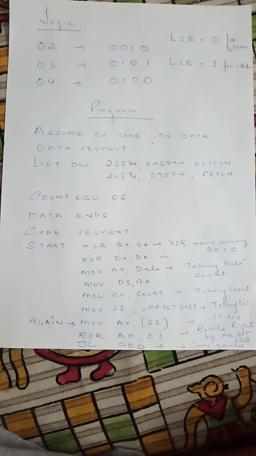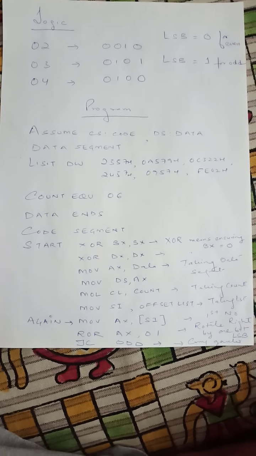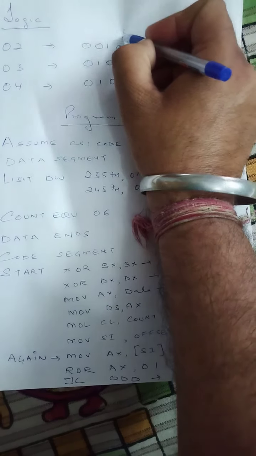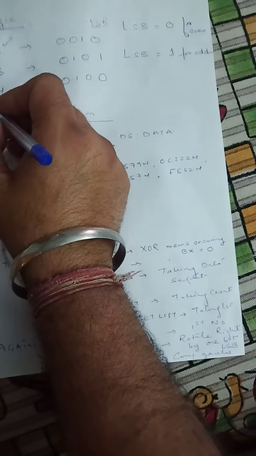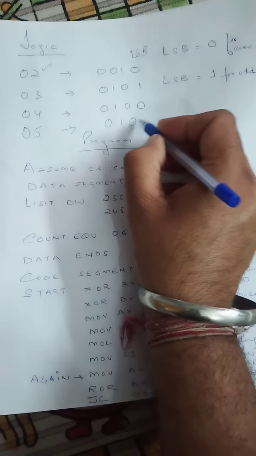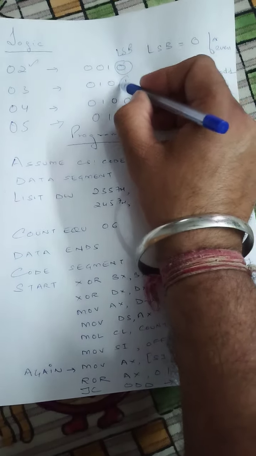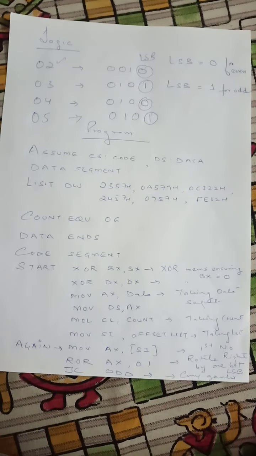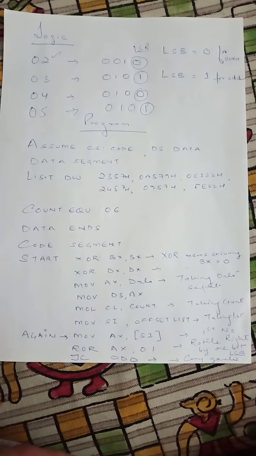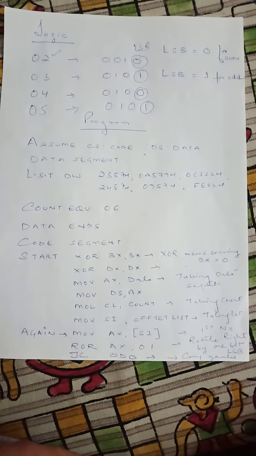So let us take the logic. Suppose I am taking an even number, say 02, it is 0010. Clearly it is seen that the LSB is 0 for 2, and for 3 the LSB is 1. For 4 the LSB is 0, and for 5 the LSB is again 1. So it is quite significant that the LSB will decide which number is even and which is odd. If the LSB is 0, we conclude the number is even. If the LSB is 1, we conclude that the number is odd.